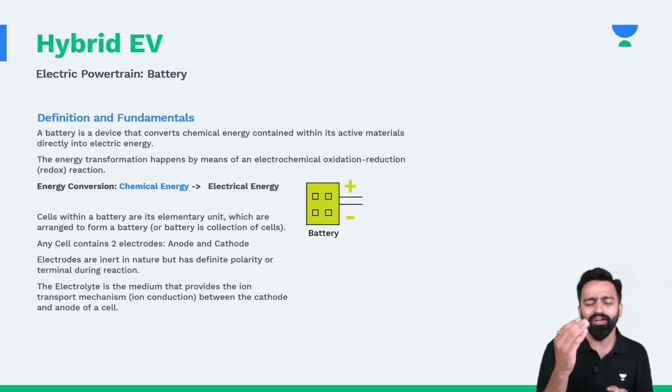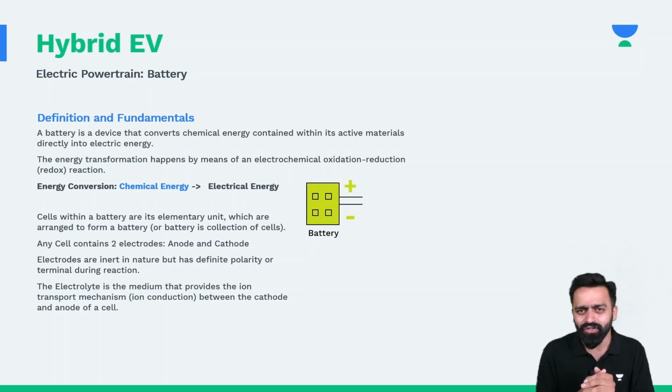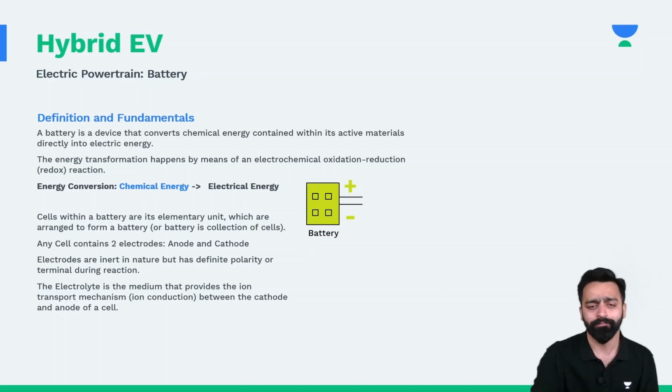Like we move through water, we sit in the boat, we move through water. So water is a media, and if you consider yourself as an electron and you are inside the battery, then electrolyte is what is going to take you from one electrode to the other electrode. So these electrons move between cathode and anode of the cell.